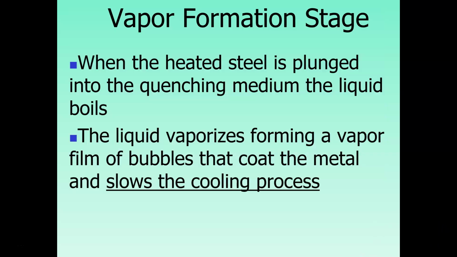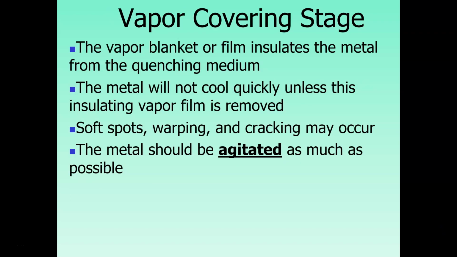The vapor formation stage. The liquid making contact with the metal starts to boil as the heated metal is first plunged into the liquid. This forms an insulated coat of bubbles that slows down the cooling process. The vapor covering stage. The vapor blanket or film insulates the metal from the quenching medium. The metal will not cool quickly unless this insulating vapor film is removed. Soft spots, warping, and cracking may occur. The metal should be agitated as much as possible.